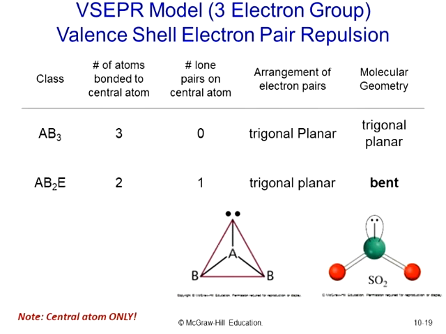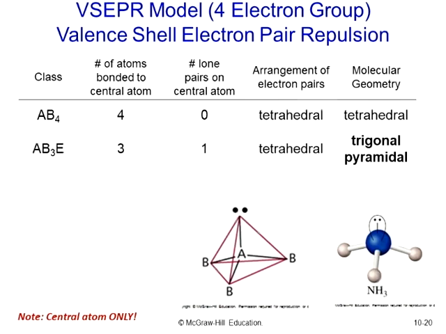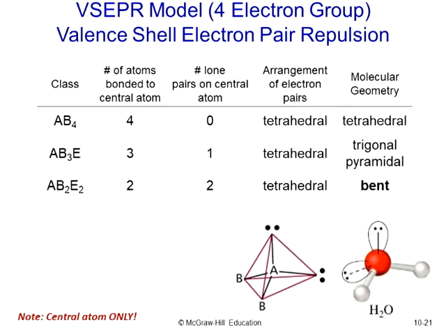A trigonal planar geometry will have either a trigonal planar molecular geometry or a bent geometry. A tetrahedral arrangement of electron pairs can give a tetrahedral molecular geometry, which means it has all bonded pairs around the central atom, or with the substitution of a single electron pair, it becomes trigonal pyramidal. If that tetrahedral geometry is further substituted with another lone pair for two lone pairs and two atoms, it becomes a bent geometry.